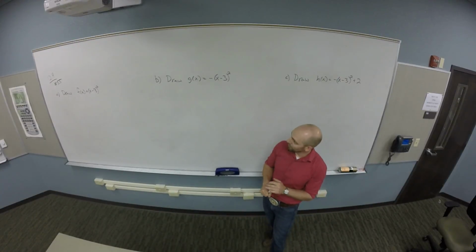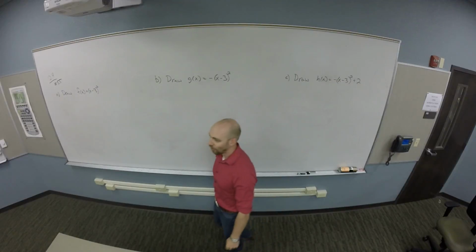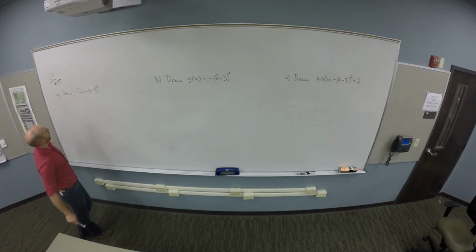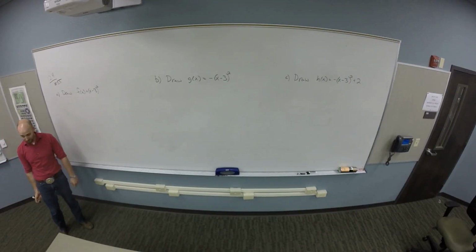We want to do 55 and 12.4. Say that again? Yeah, they're all parabolas of some kind. Yeah, they're all definitely parabolas, right? So starting with A, I want to draw f of x is the quantity x minus 3 squared.